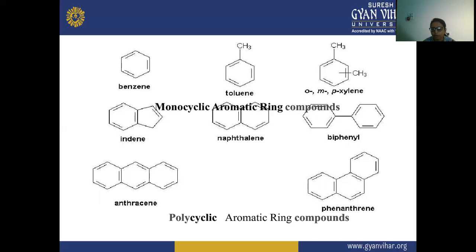The examples of this monocyclic aromatic ring compound are benzene, toluene, xylene, orthometapara xylene, etc. And in the case of polycyclic aromatic ring compounds, they contain rings that are fused to each other, and you can see here there is a fusing of the rings. So in indane you can see, naphthalene, biphenyl, anthracene, and phenanthrene. These are all the polycyclic aromatic ring compounds because they contain more than one aromatic ring in them.